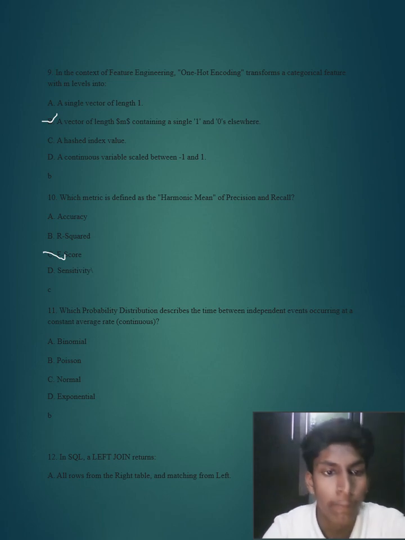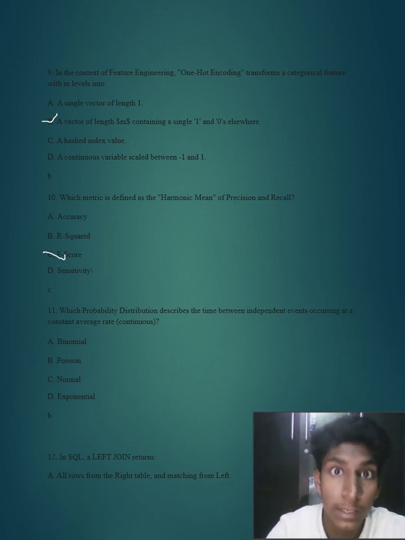Question number 11. Which continuous probability distribution describes the time between independent events occurring at a constant average rate? Binomial, Poisson, normal, exponential. The correct option is option B, Poisson.